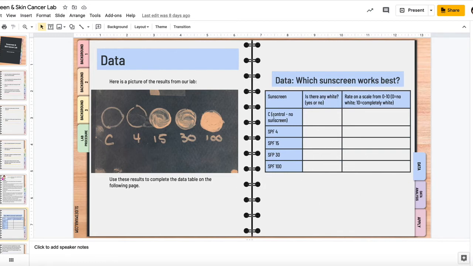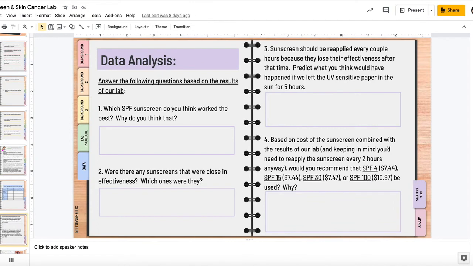You have this data table to fill out based on the results you see here. This was an example of the lab after we did it last school year. So you'll use those actual results to complete your data table. And then you're going to need to do a data analysis. There are 4 questions. Based on the data, you should be answering these particular questions, those 4.